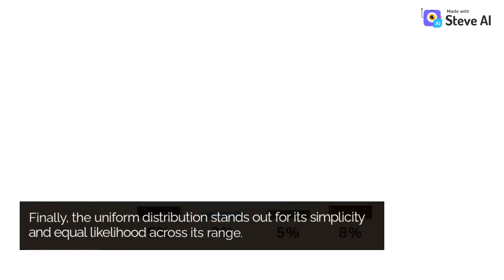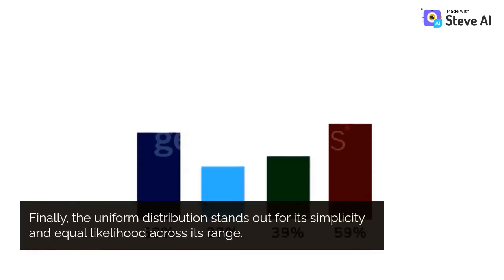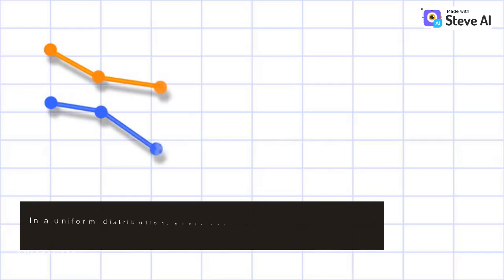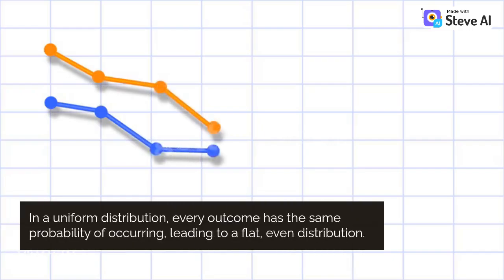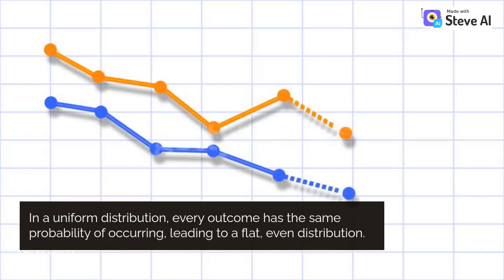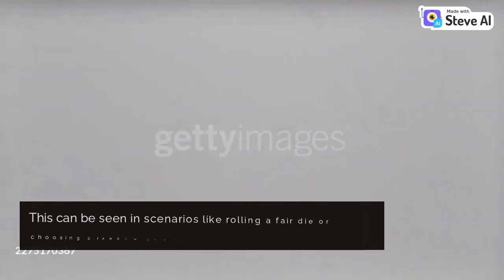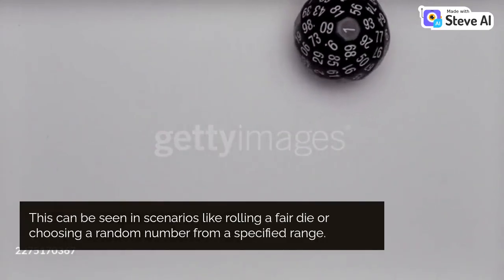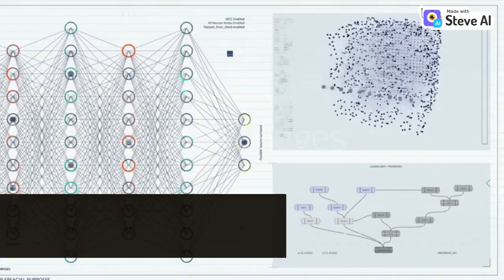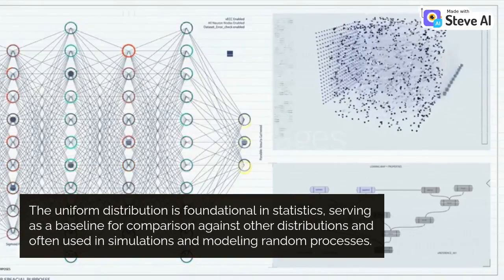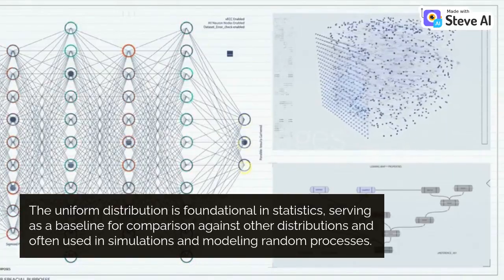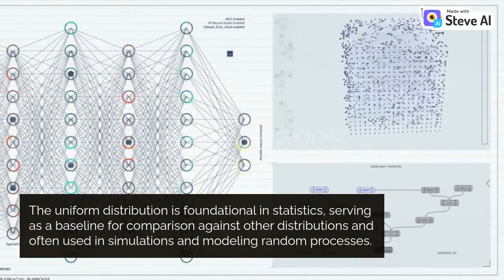Finally, the uniform distribution stands out for its simplicity and equal likelihood across its range. In a uniform distribution, every outcome has the same probability of occurring, leading to a flat, even distribution. This can be seen in scenarios like rolling a fair die or choosing a random number from a specified range. The uniform distribution is foundational in statistics, serving as a baseline for comparison against other distributions and often used in simulations and modeling random processes.